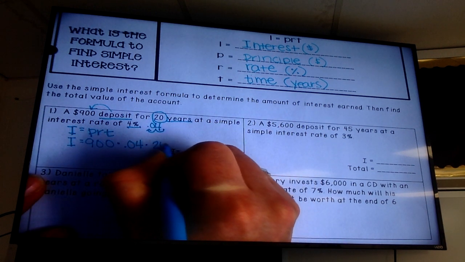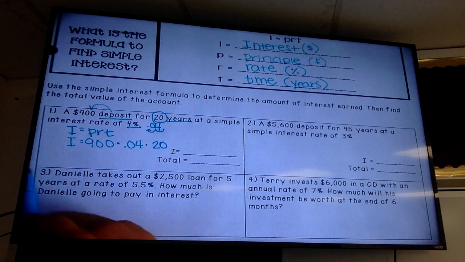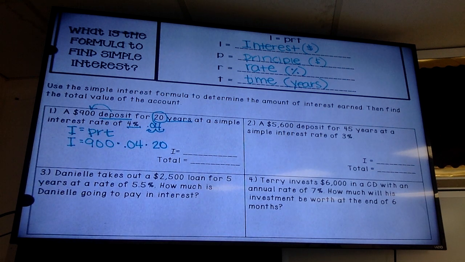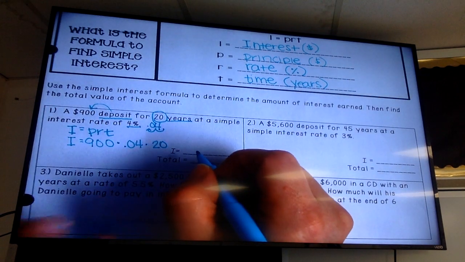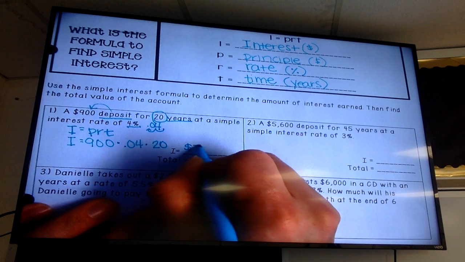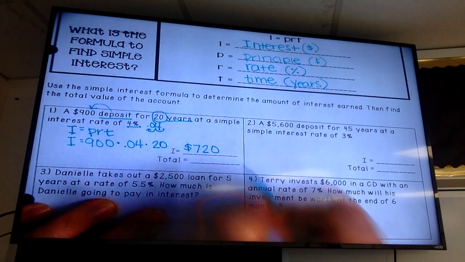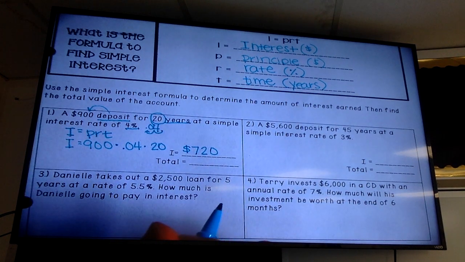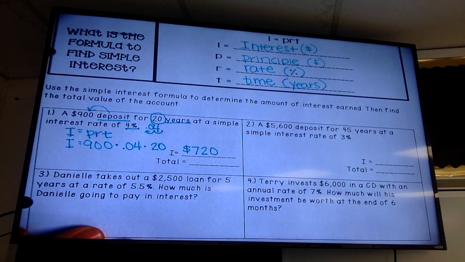I'm just going to write times 20 at the end. So it's saying to find the interest, all I have to do is multiply 900 times 0.04 times the 20 years that it sat in the account. And just for having my money sit in that account for 20 years, which I know is a long time, it earned $720. Literally did nothing. I just left $900 in the bank for 20 years, and I get an extra $720.